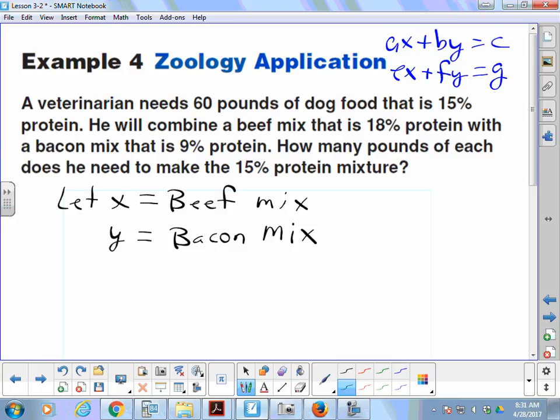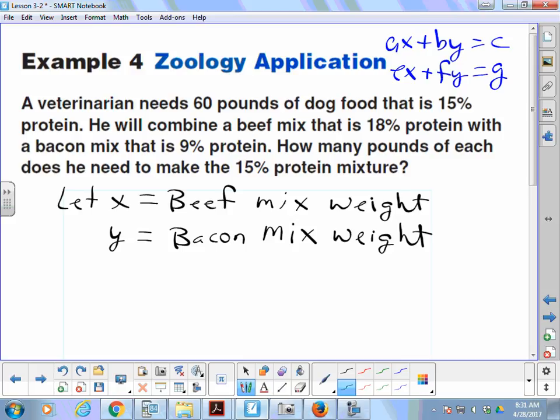I should say the weight of them. Okay, so this is beef mix weight and bacon mix weight. All right, because what we want to know is how many pounds of each. So X is going to represent the weight, how many pounds of beef mix, and Y is going to be how many pounds of bacon mix.